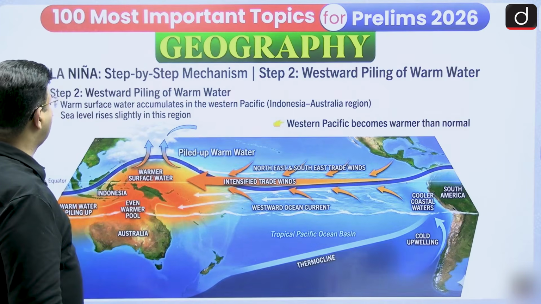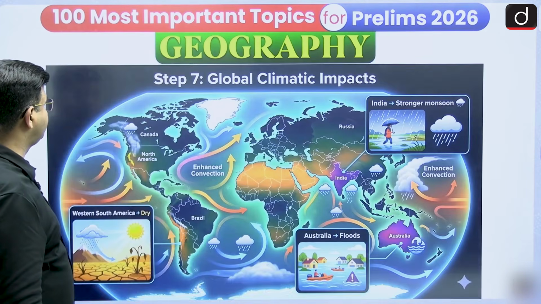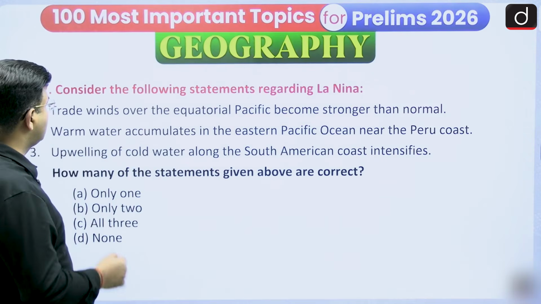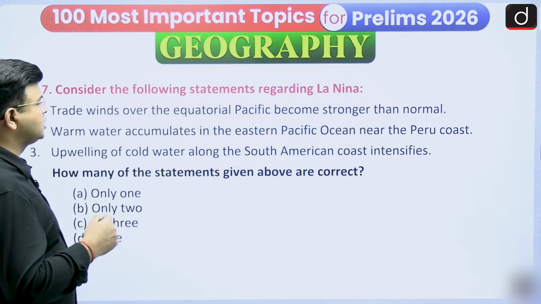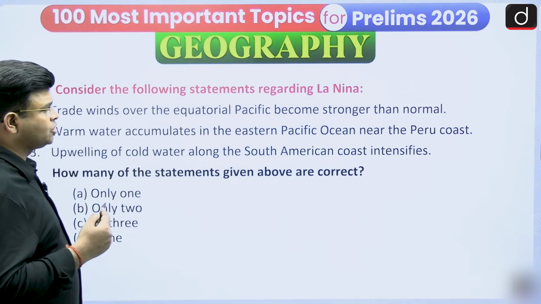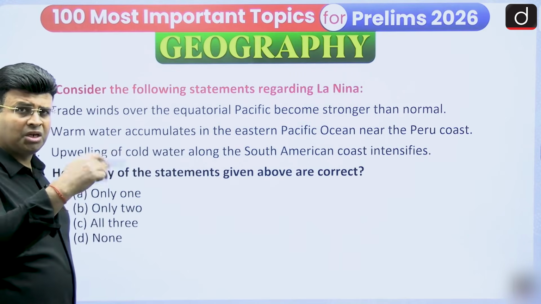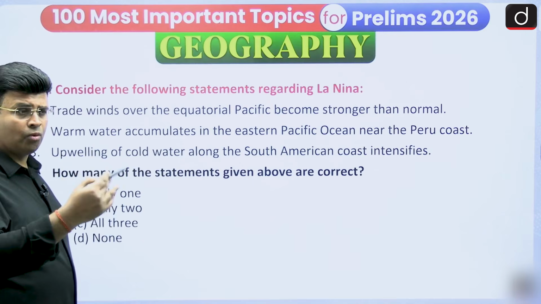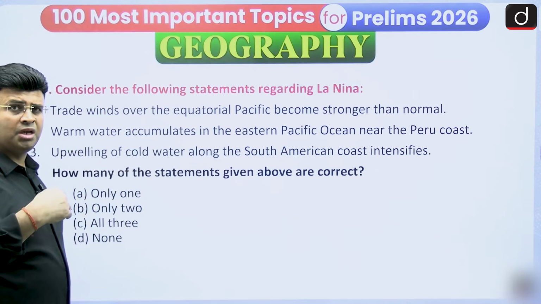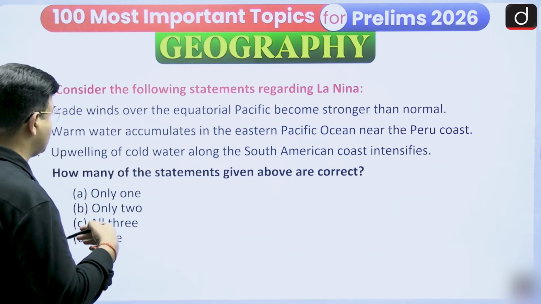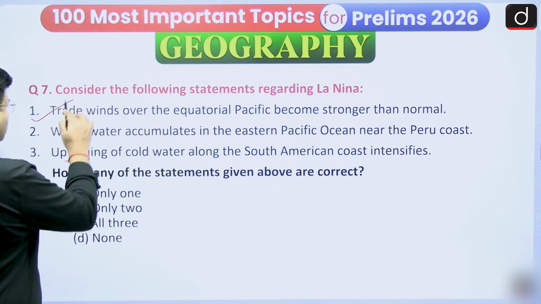So here, and the next question that we can see: consider the following statement regarding La Niña. Trade winds over the equatorial Pacific become stronger than normal. Yes, during La Niña, the northeast and southeast trade winds become stronger, and they drag more warm water toward Indonesia and Australia along the Western Pacific. So this statement is correct.